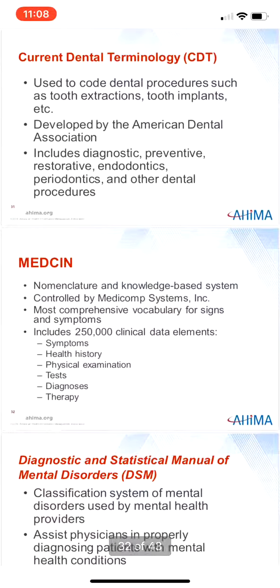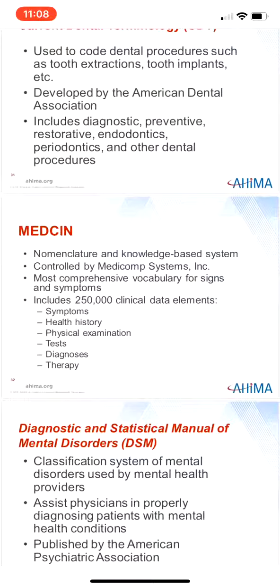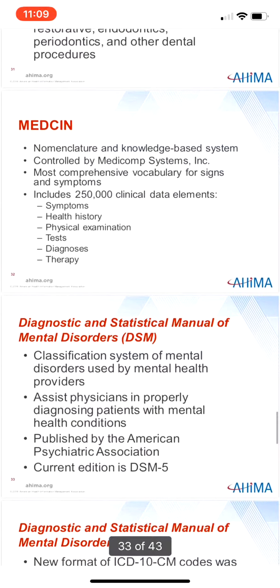Then we have Medcin. It is a nomenclature and a knowledge-based system. It was developed by Peter S. Goltra and is now controlled by Medicomp Systems, Inc. It is the most comprehensive vocabulary for signs and symptoms. Medcin includes 250,000 clinical data elements that fall into the following categories: symptoms, health history, physical examination, test, diagnoses, and therapy.